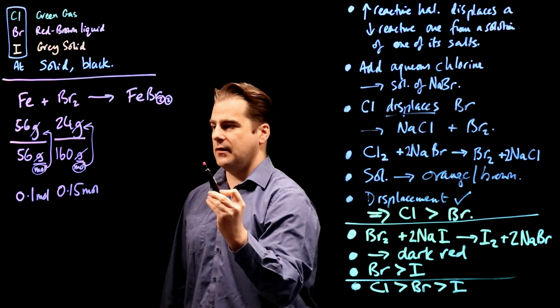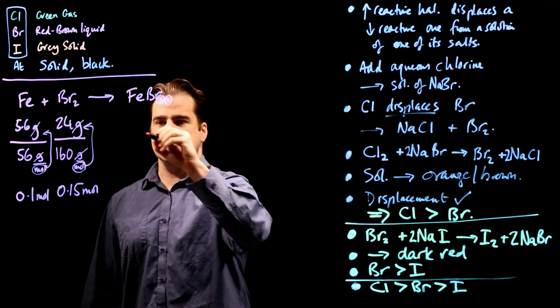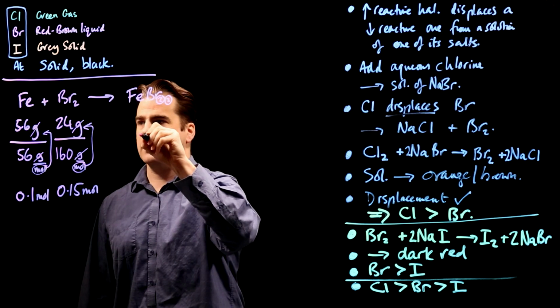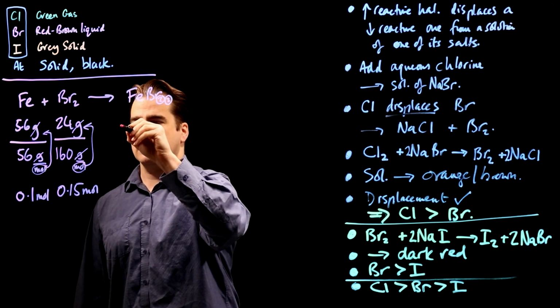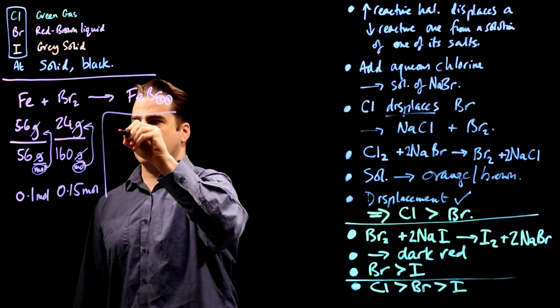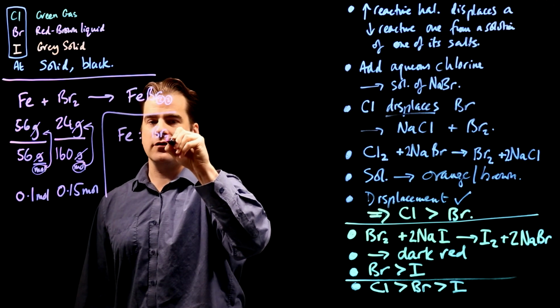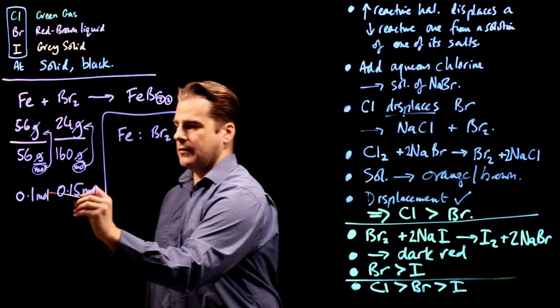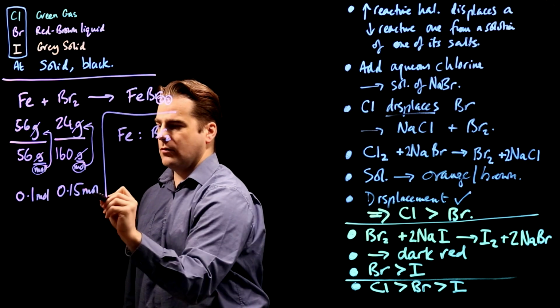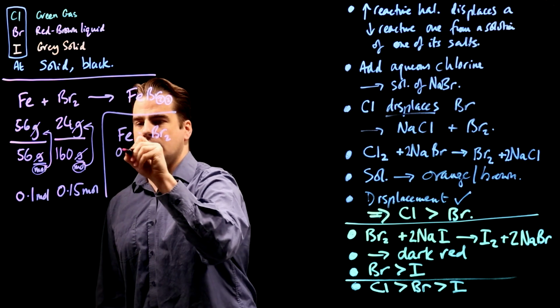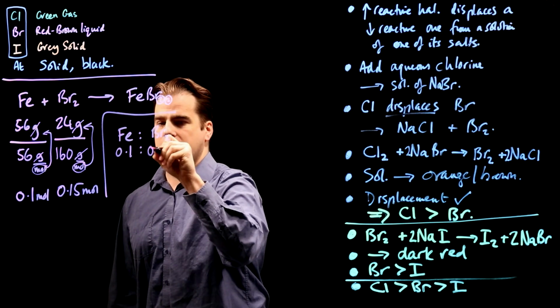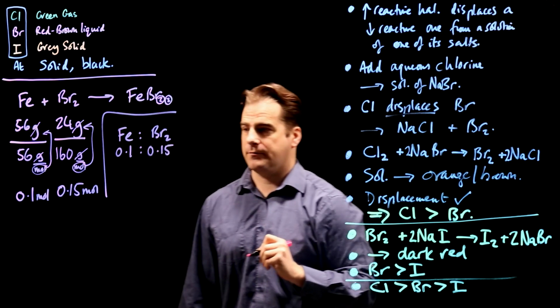So, that means the ratio of iron to Br2 is 0.1 to 0.15. Okay?